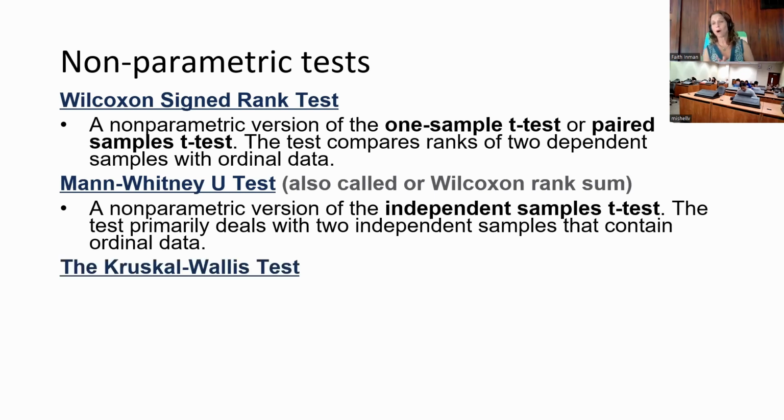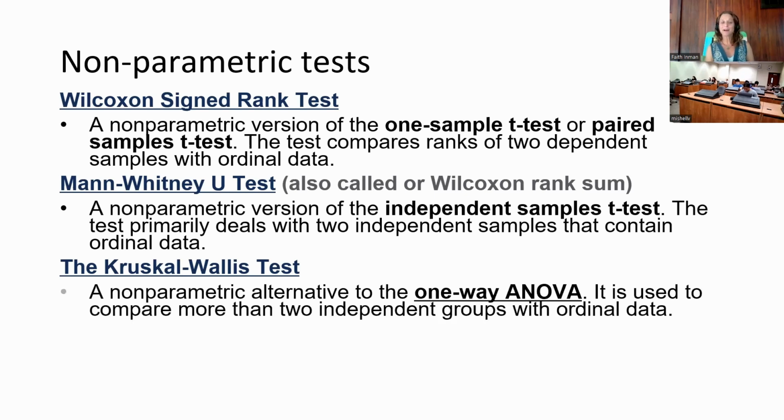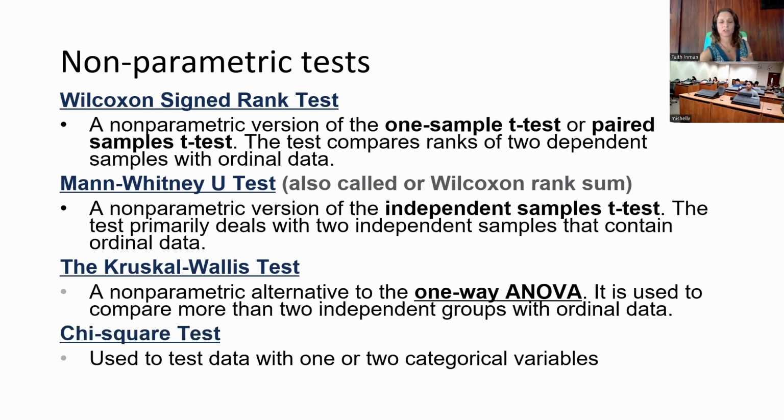And then there's the Kruskal-Wallis test. And yeah, there's probably a bunch of history of some people named Kruskal and Wallis and Mann and Whitney and Wilcoxon. You can look them up if you're interested. You know, some of these historical figures have colorful stories. This is a non-parametric alternative to the one-way ANOVA, which we learned about last week. It's used to compare more than two independent groups with ordinal data, or again with heavily skewed data or data with outliers. And finally, there's the chi-square test, which is used to test data where you have one or two categorical variables and you don't have a numeric response variable at all, right?